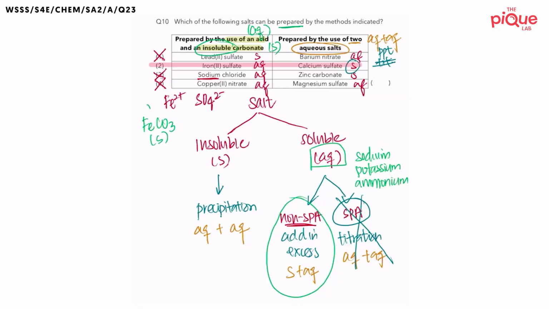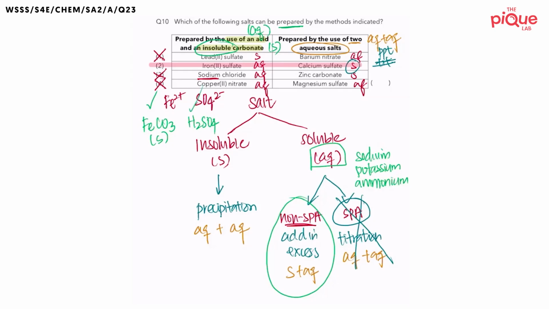Therefore, this makes sense. Now, sulfate. What kind of acids will produce sulfate salts? The acid that will produce sulfate salts is H2SO4. And therefore, iron(II) sulfate being prepared by the use of an acid and an insoluble carbonate makes sense.